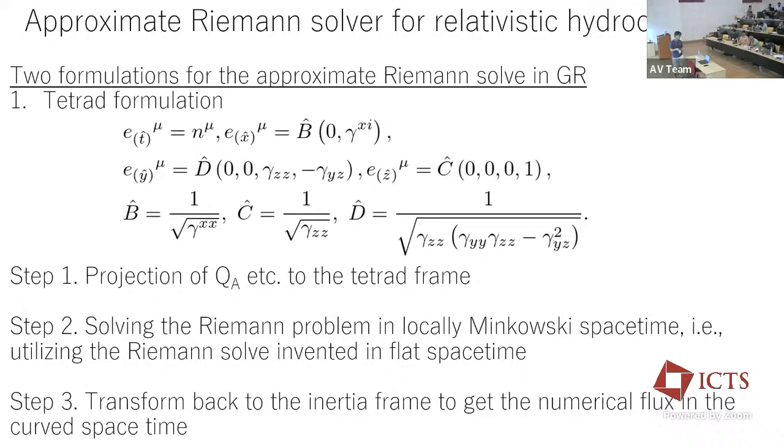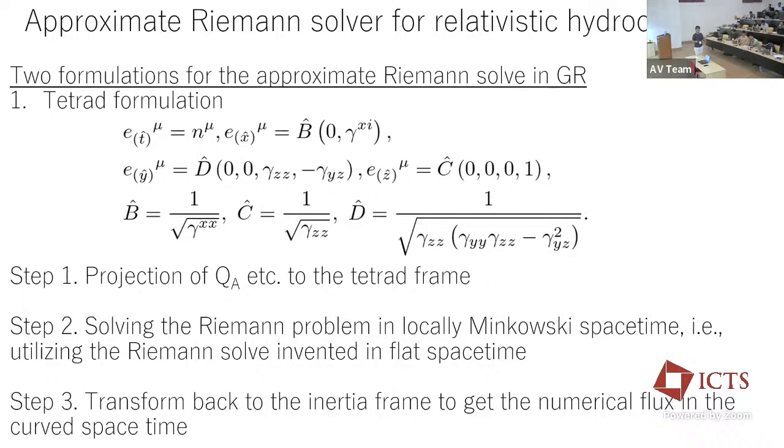I use the tetrad formulation because the Riemann solver is normally invented in the special relativistic case. So if you go to curved spacetime, you need to reformulate it in curved spacetime again, but sometimes it's going to be messy. So the smartest way is by using the tetrad formulation.